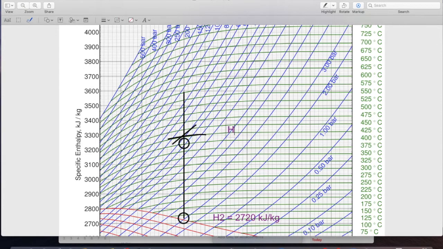And that one, H1, is equal to, according to my notes, 3,240 kilojoules per kilogram. So that means we will make steam at 2,500 kPa and 400 Celsius. Now we can go back to our whiteboard and do some math.